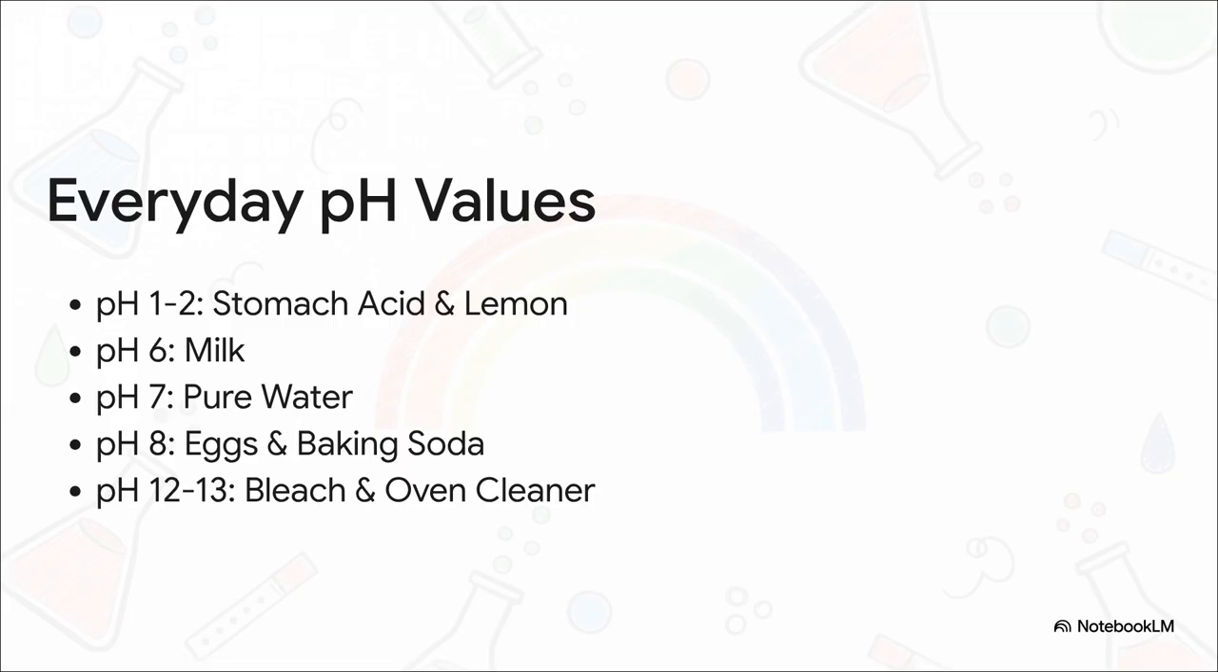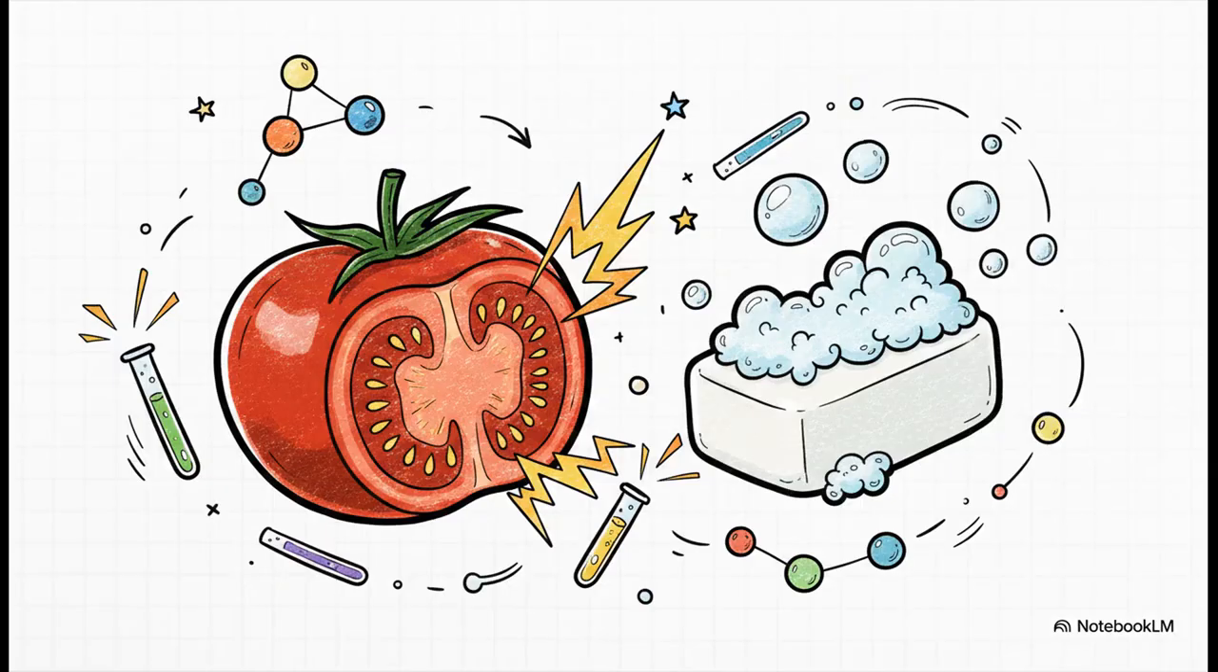Crossing the line over into bases, everyday eggs and baking soda are mildly basic at a pH of 8. And then topping the charts as highly dangerous, corrosive, slippery bases, you'll find household bleach and oven cleaner lurking at a pH of 12 and 13. Honestly, the coolest thing about all of this is that you don't even need a lab coat to find acids and bases. The sour bite of your morning tomato, the slick, slippery feel of the soap you wash your hands with, that is pure chemistry in action. You are literally interacting with the pH scale constantly throughout your entire day.